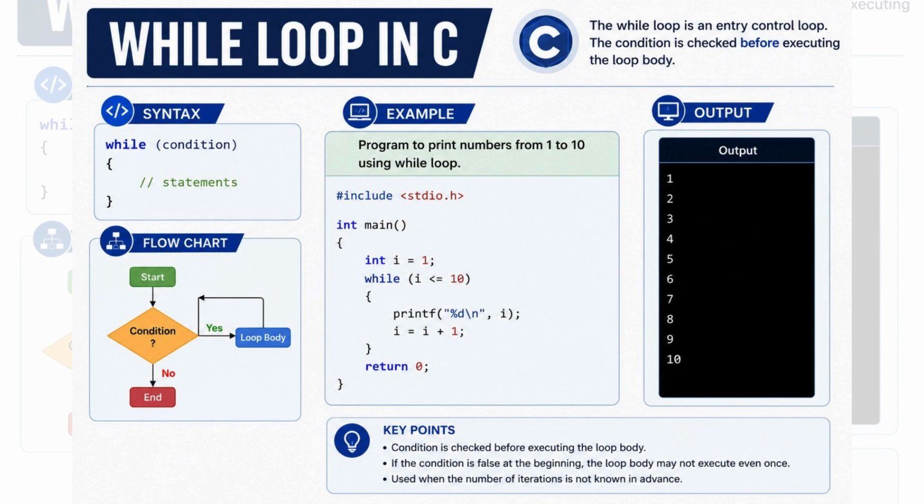The flowchart clearly shows this process. The program starts, checks the condition, executes the loop body if the condition is true and repeats the cycle. When the condition becomes false, the loop ends. Here in the while loop, the condition is checked before execution. The loop may not run even once, and it's ideal when the number of iterations is not known in advance. These are the key points of the while loop.